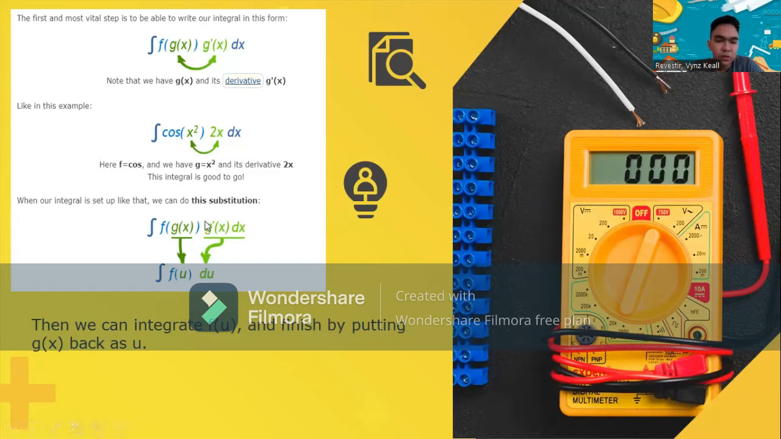We can use substitution like this. The integral of f of g of x times g prime of x dx. So we're going to substitute g of x to u and g prime of x dx to du. And if we solve the problem, we can put the value of u back to g of x.